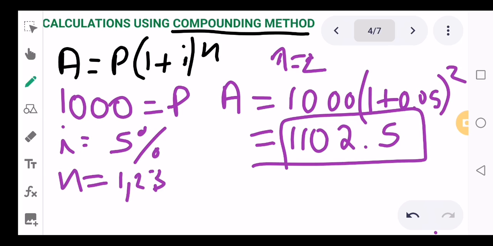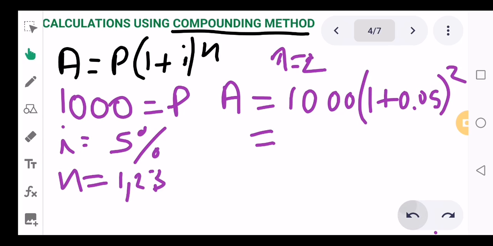That means at the end of 2 years, you will get an amount of 1102.5 if you invest 1,000 rupees today at the rate of 5%. 1102.5 rupees will be the amount that you will get. That's the same thing for 3.